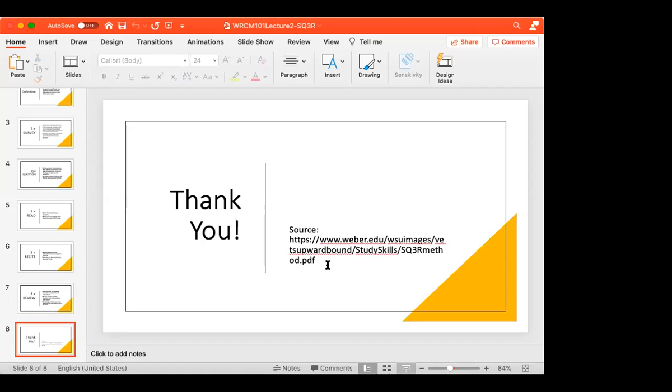So this is the end of the lecture about SQ3R, the reading strategy. And now I'm going to demonstrate to you how we can take notes and highlight in a PDF.